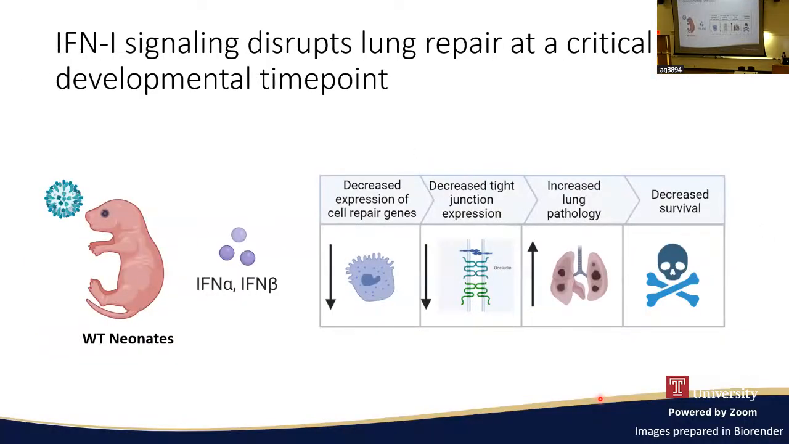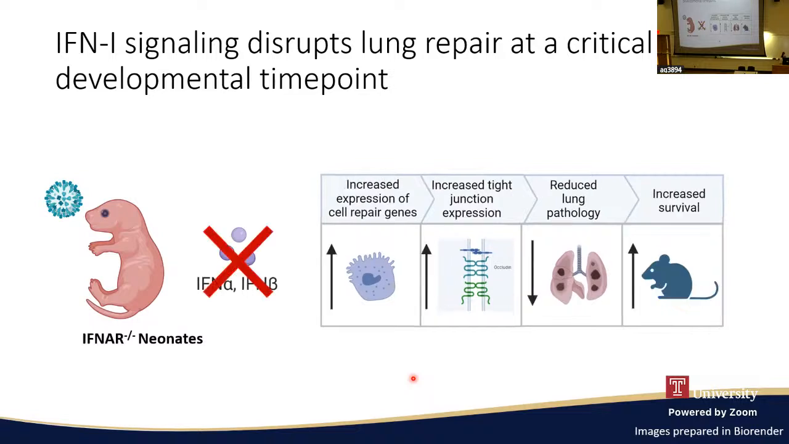So when we take all of this data together, what it suggests is that the type 1 interferons produced in response to flu infection in the wild-type neonates lead to a decreased expression of cell repair genes early in infection, leading to decreased tight junction expression late in infection, and we observe increased lung pathology and decreased survival in these mice. And in our IFNAR neonates, where we are able to block type 1 interferon signaling, we're able to see increased expression of cell repair genes, increased tight junction expression or maintenance of tight junction expression, coupled with reduced lung pathology and overall increased survival.